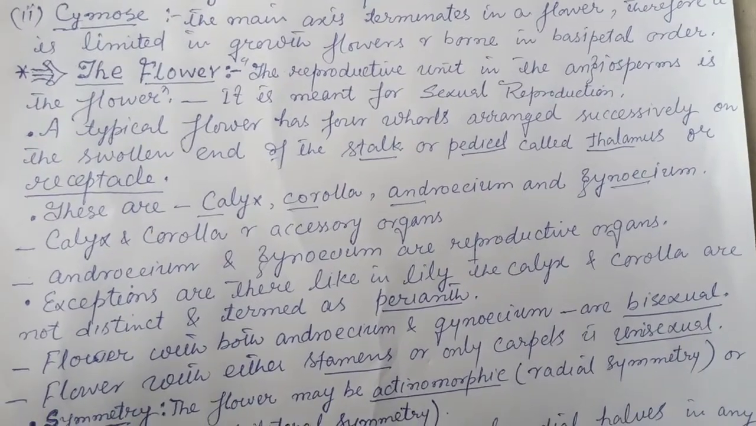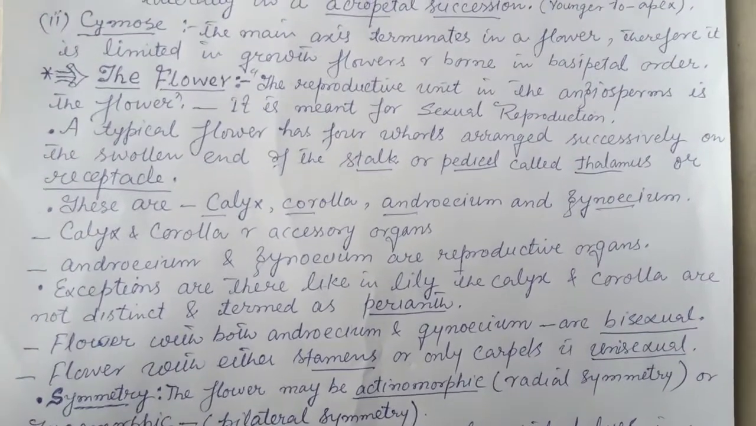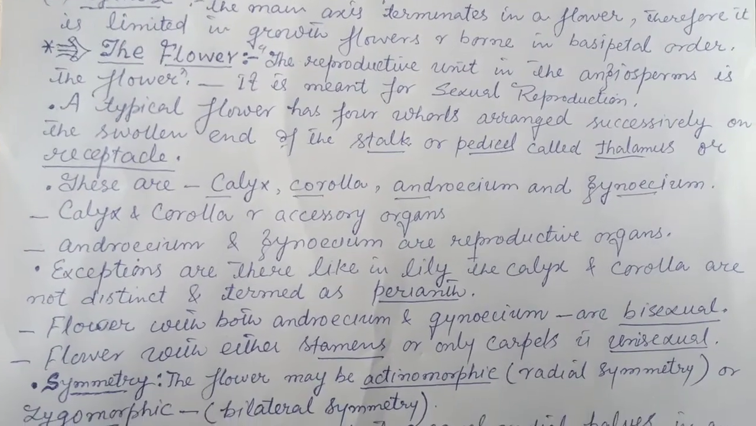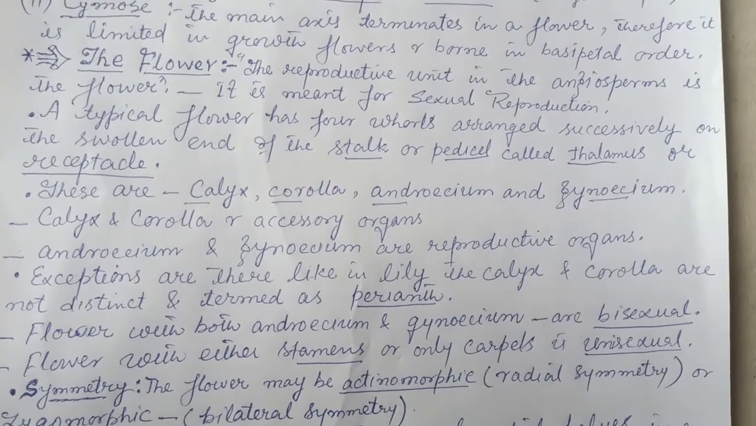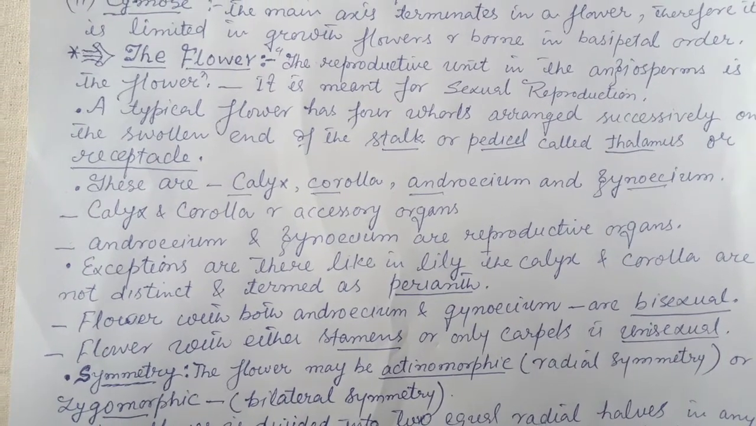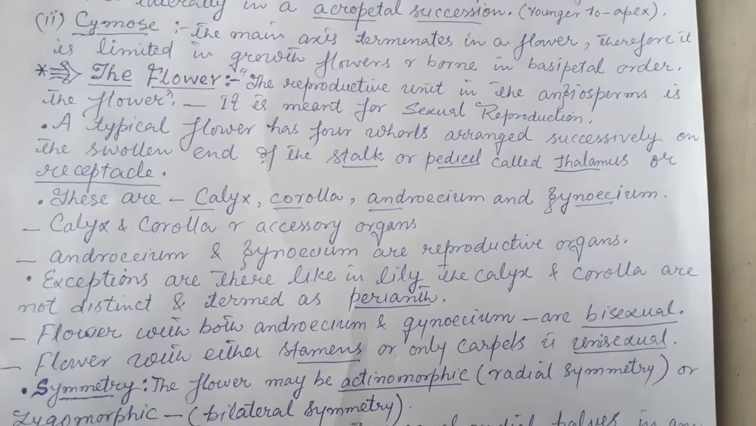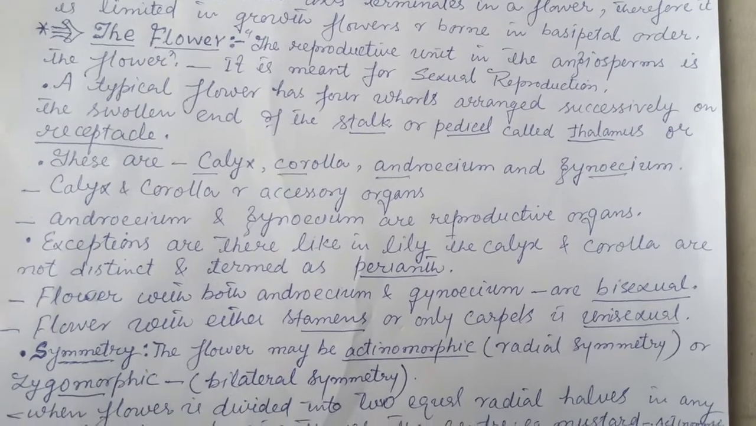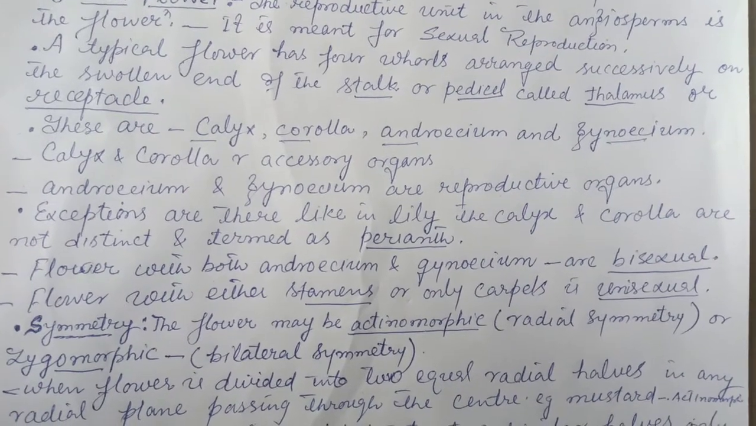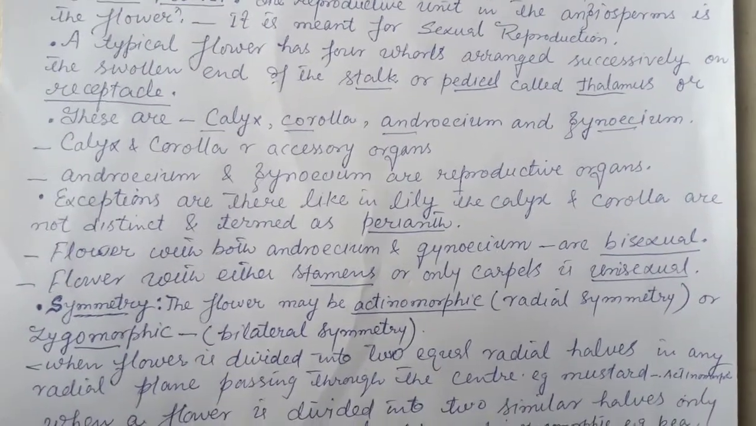Calyx and corolla are accessory organs. That is, they help in the reproduction. Androecium and gynoecium are the true reproductive organs. Exceptions are there, like a lily, where the calyx and corolla are not distinct and are somewhat fused together, and this condition is termed as perianth. A flower with both androecium and gynoecium is bisexual, and a flower with either stamens or carpels only, as only one of the reproductive parts, either male or female, is unisexual.